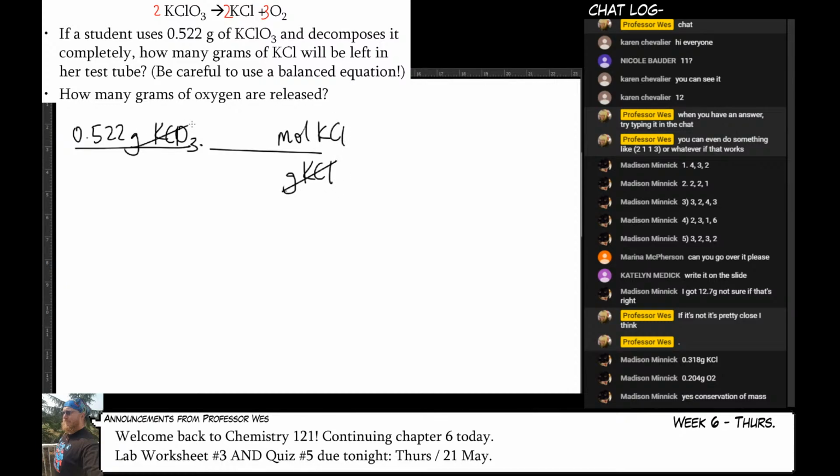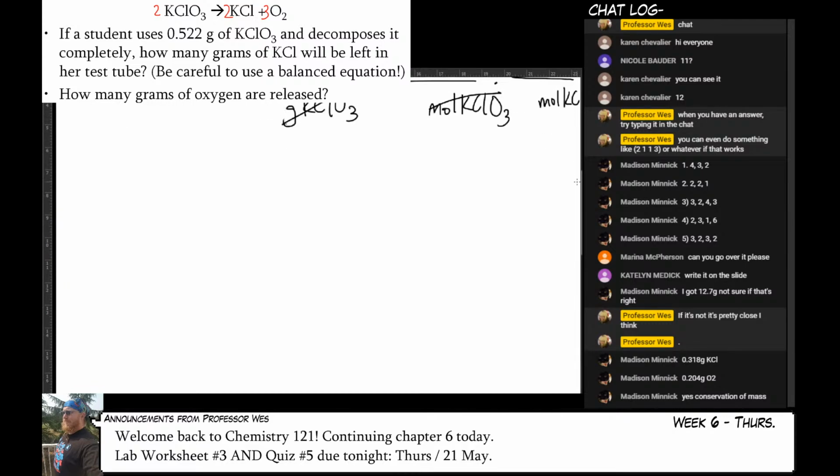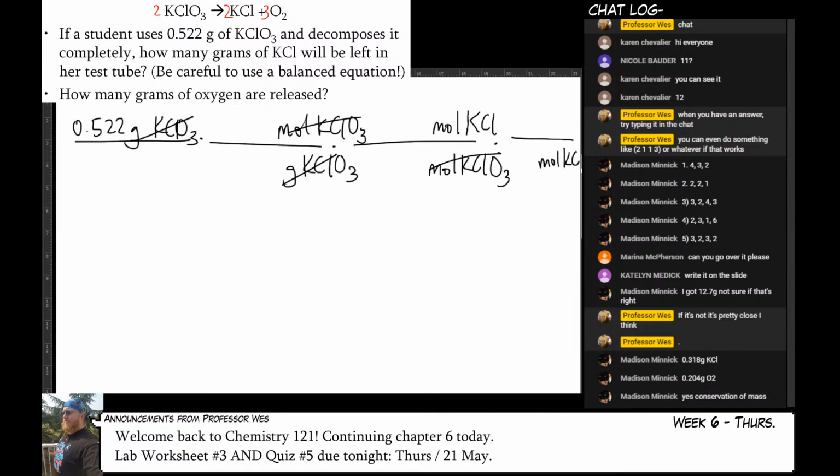We're going to set up the unit conversion just like we did before. I just don't have time to draw out the little flow chart. Oh, shoot. Sorry, this is KClO3. And then when we get to this point, it's KCl. That should be KCl, and then grams KCl.